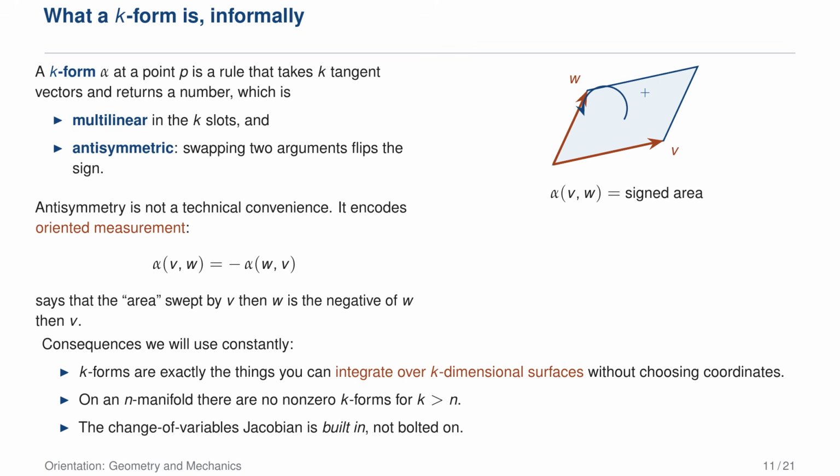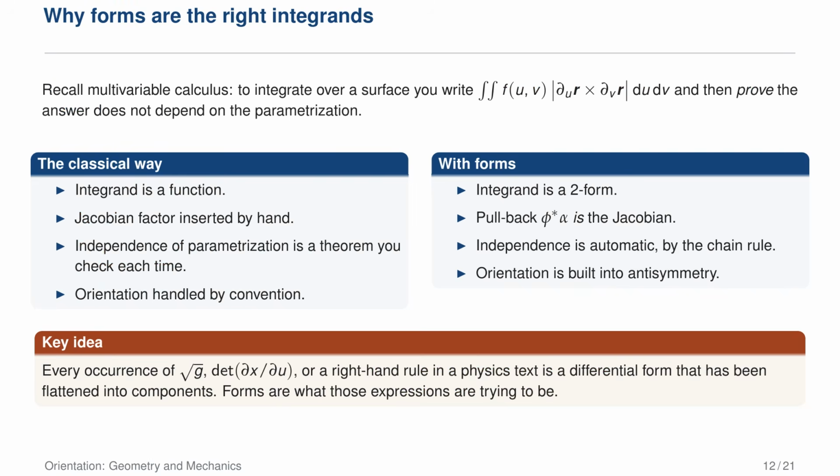Three consequences we will lean on constantly. First, K-forms are exactly the objects you can integrate over K-dimensional surfaces without choosing coordinates. Second, on an n-dimensional manifold, there are no non-zero K-forms for K bigger than n. Third, the change of variables Jacobian is built into them, rather than bolted on afterwards. Let me press on that third point, because it is the one that converts people. Remember how surface integrals work in multivariable calculus.